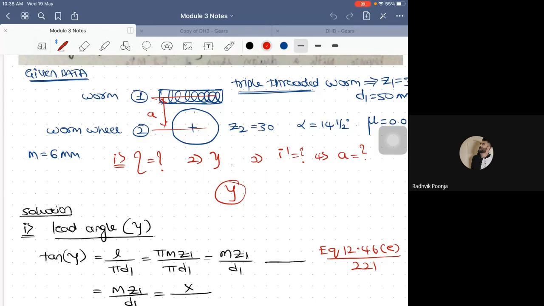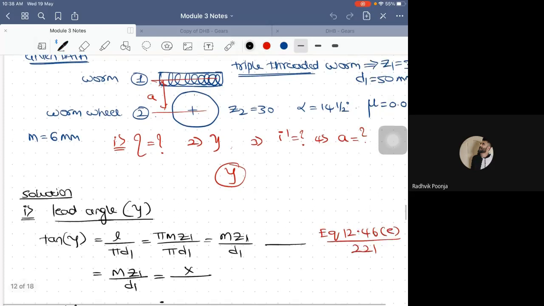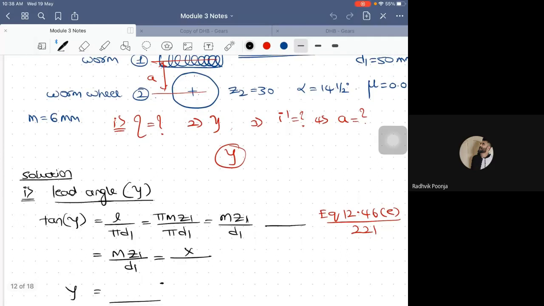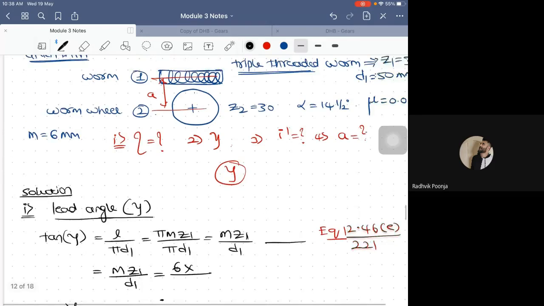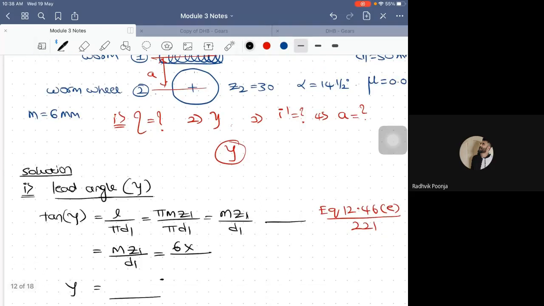Do I have the value of module given? I have the value of module given. So the module is 6 mm, times z1, and z1 is 3, correct? Divided by d1, which is 50. This everything is equal to tan of gamma. Now I want tan inverse of this in degrees. How much is the value?